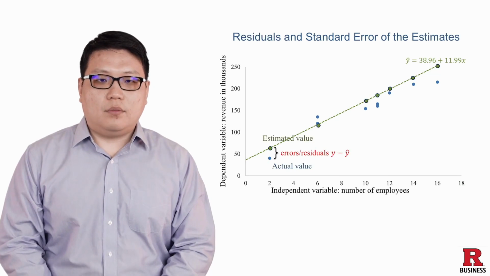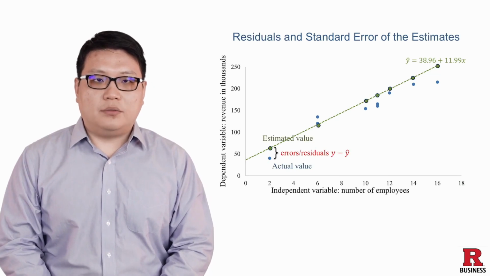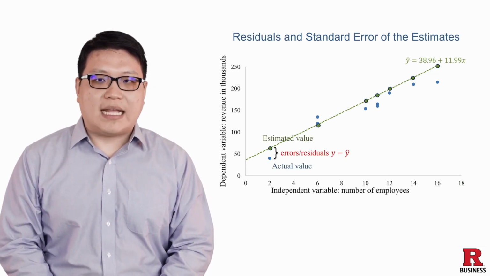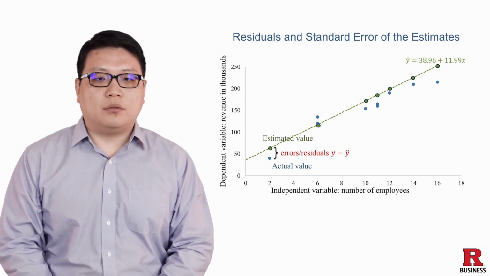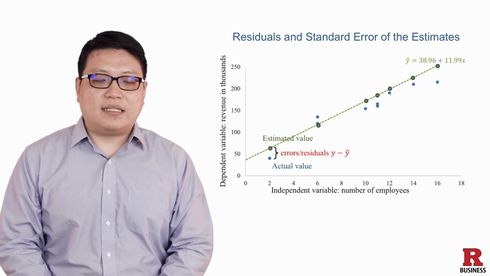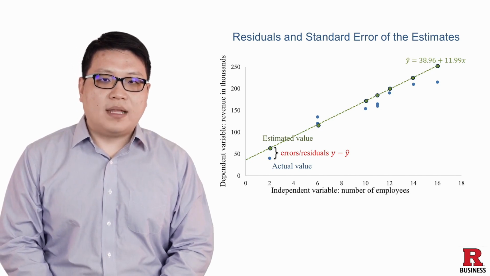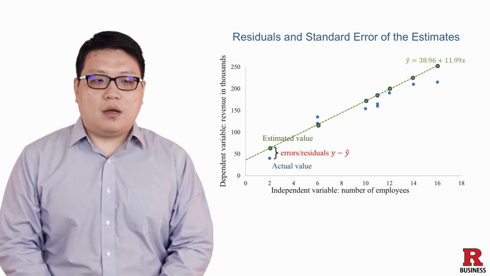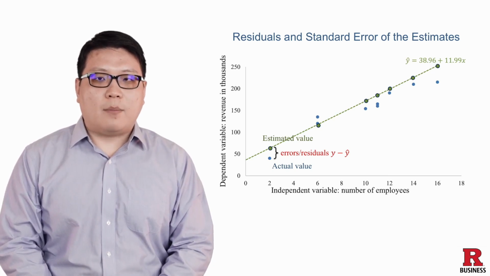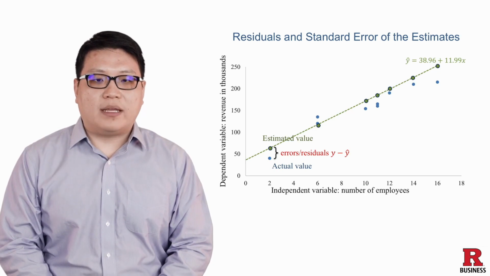There's another way to measure how well we did with the model, through residuals and the standard error of the estimates. The residual is the difference between the actual value y and the estimated value y hat. And the standard error of the estimates represents how much error we are making on average every time we make a prediction or estimation.